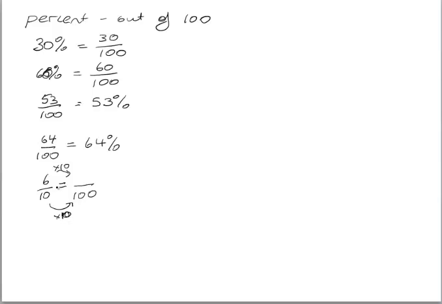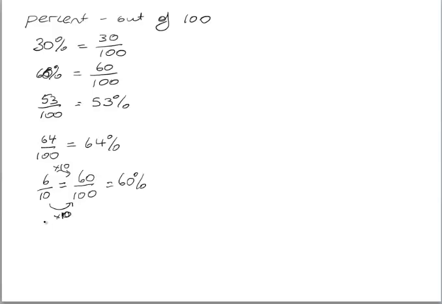As long as I multiply or divide the numerator and the denominator by the same thing, I get equivalent fractions. So 6 times 10 is 60. That means that 6 out of 10, or 6 tenths, is 60 hundredths, and that's 60%.